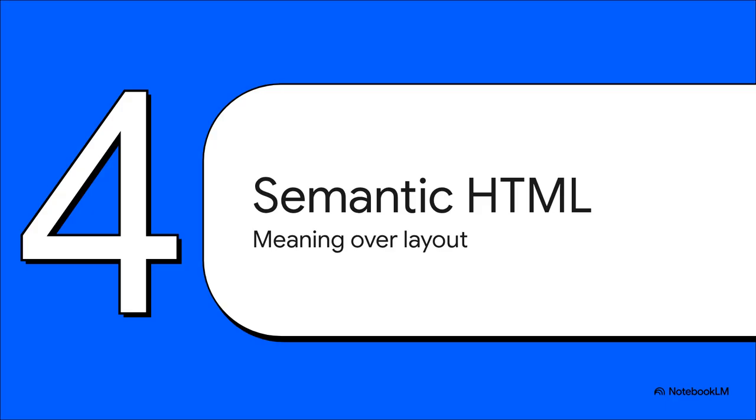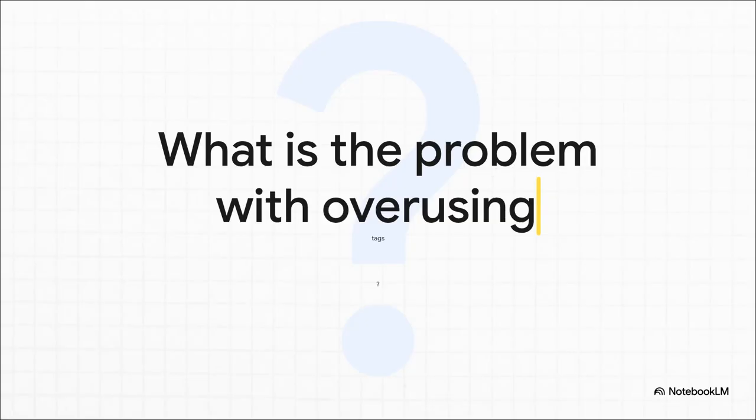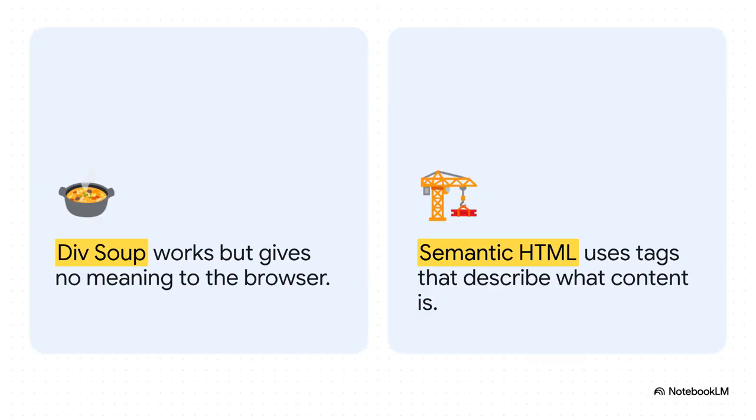meaning over layout. So I've got a question for you. What is the problem with using generic div tags for absolutely everything? A div is really just a generic container used to group content together. And honestly, it is incredibly common to see entire web pages built out of hundreds of div tags just infinitely nested inside each other. The problem with that approach is what developers literally call div soup.